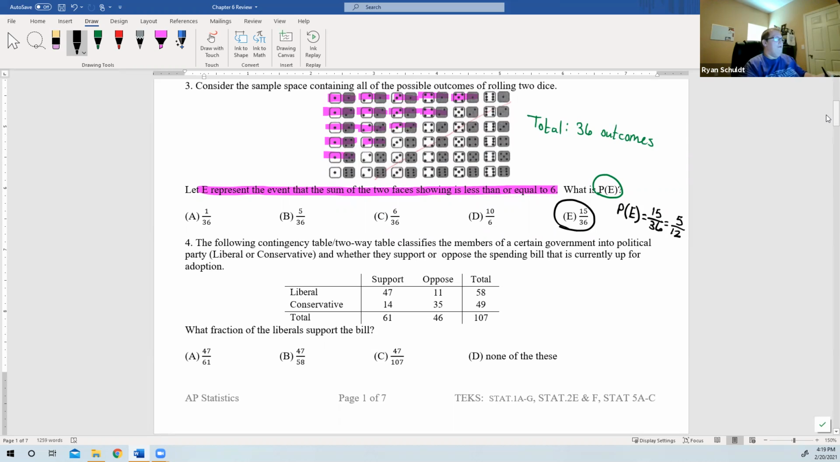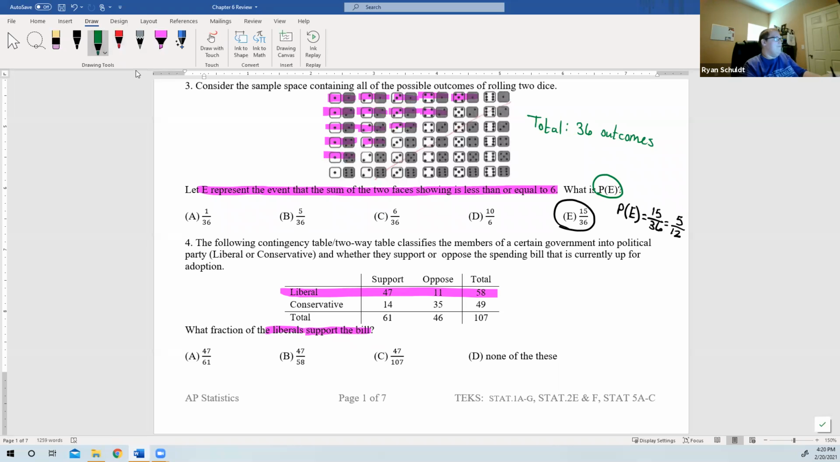Number 4, the following contingency table classifies the members of a certain government into political parties, liberal or conservative, and whether they support or oppose the spending bill that's currently up for adoption. What fraction of the liberals support the bill? Well, here's our liberals right here. What portion of them support the bill?